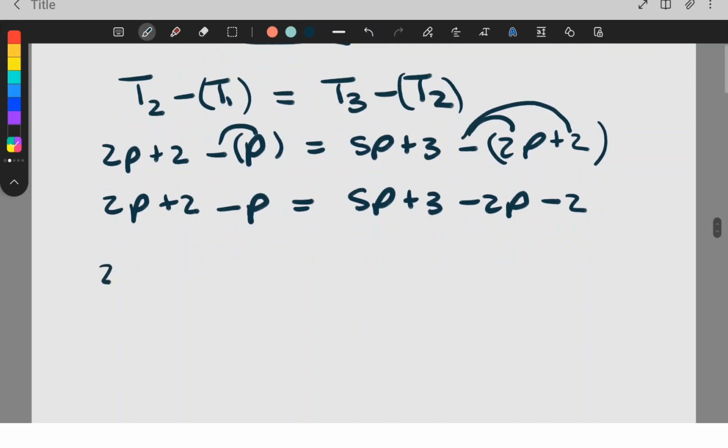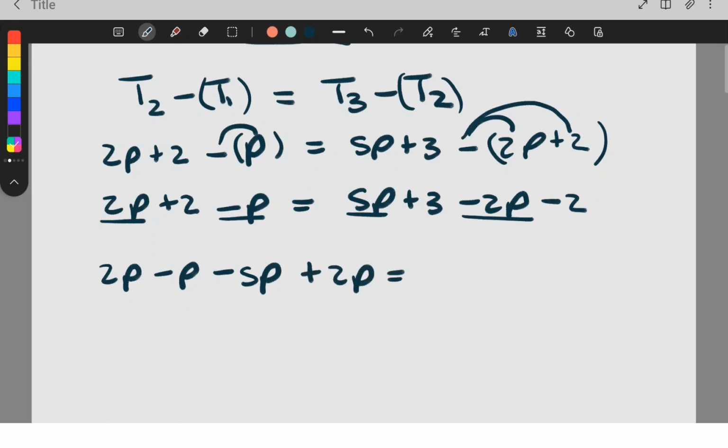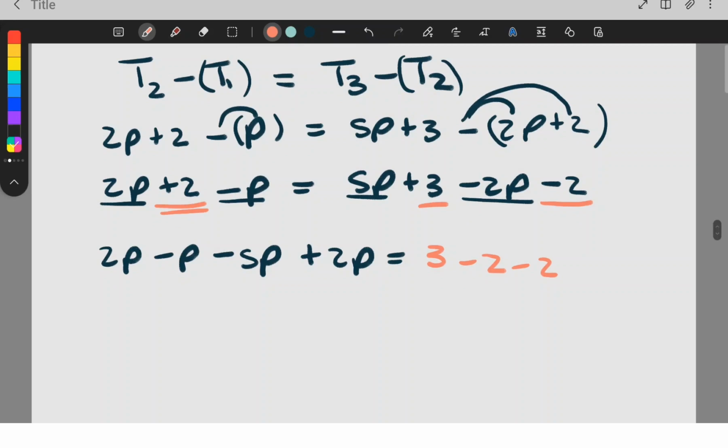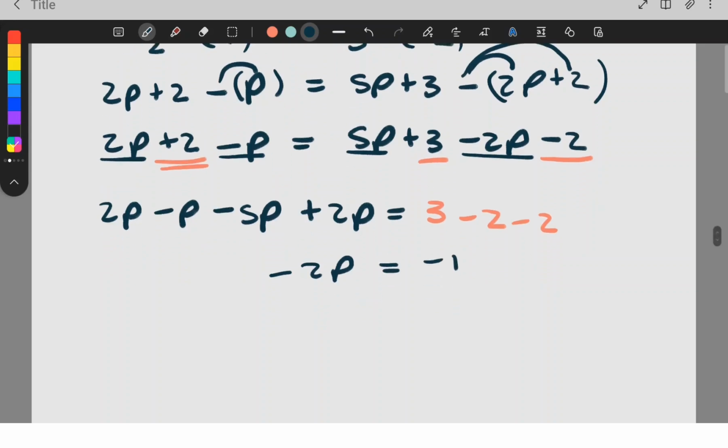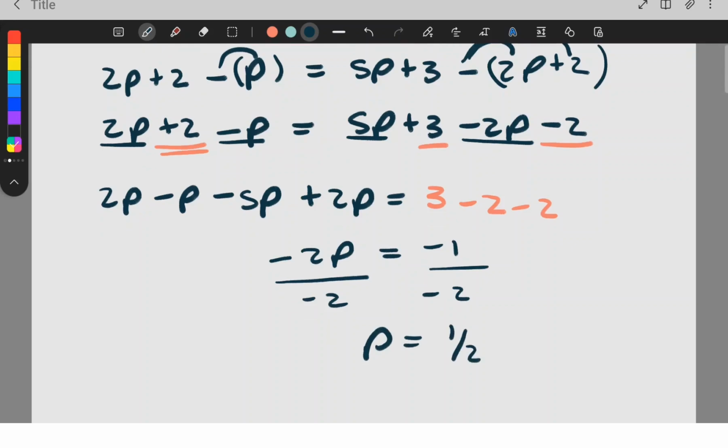p is on the one side. So I have a 2p here and a minus p. I'm bringing over the 5p. I'm bringing over the negative 2, so it becomes a positive. On the other side, I have a 3 and a negative 2. I'm bringing over this positive 2, so it's a negative 2. And I'm adding all my like terms. When I add up all my like terms, I get minus 2p, and then on the right-hand side, I get minus 1. Divide both sides by the number in front of p. So I get p to be a half. Okay, so p is a half.